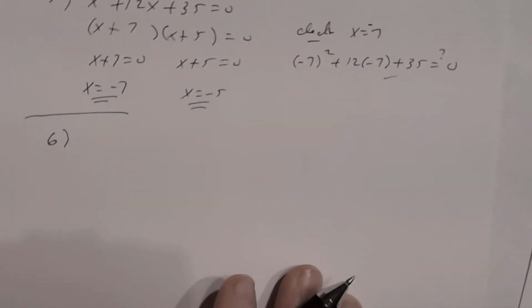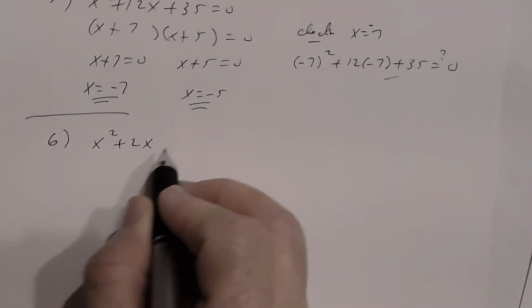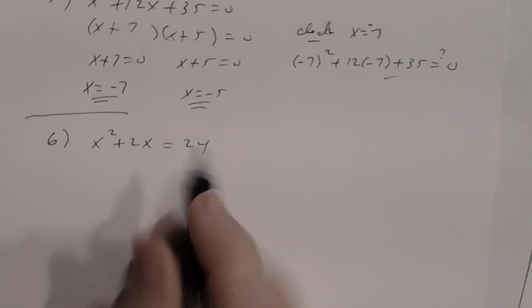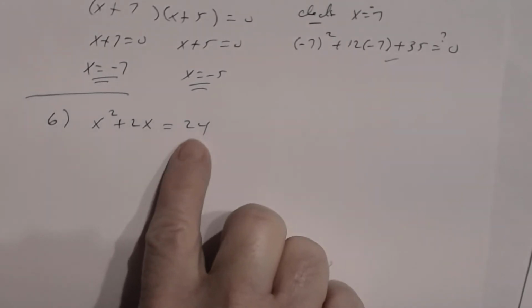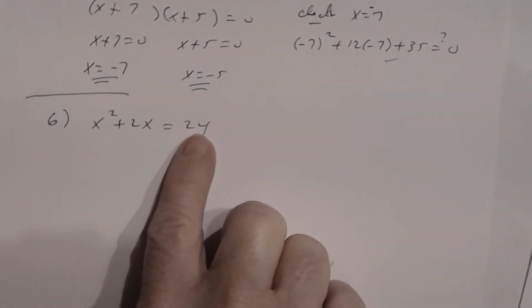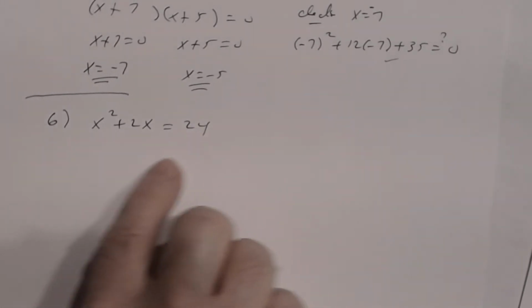Number 6: let's suppose we have x squared plus 2x equals 24. First of all, is this in descending order? Is this in standard form? No, it's not in standard form. Because remember, if you're going to use the zero factor property, what should be on the other side? The other side should be 0. So you need 0 there, and you've got to put this in standard form.